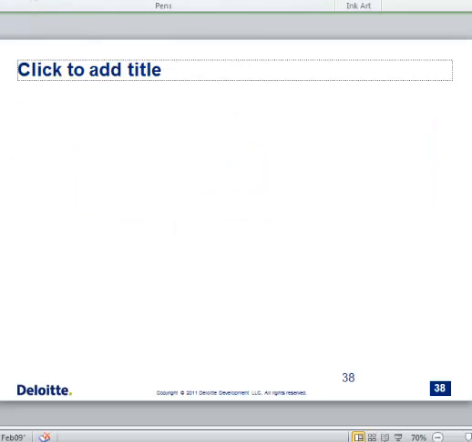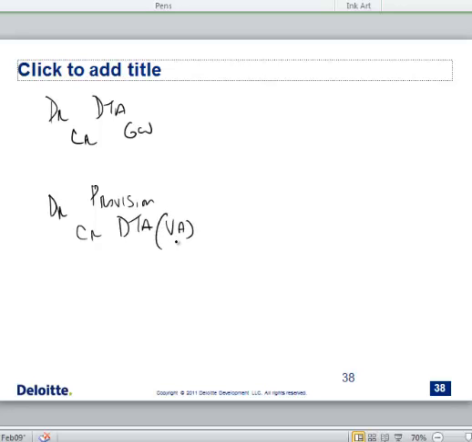Okay, so if you book an NOL in your opening balance sheet, you're going to debit DTA, credit goodwill, right? If 2 years later, 3 years later, you decide you can't use that NOL, you have to credit DTA, and debit what? Provision. Sorry, this credit entry is essentially valuation allowance, same thing. So I have to debit my provision.